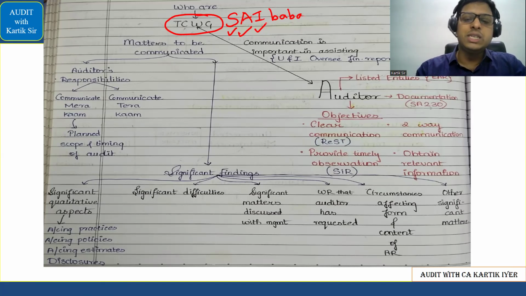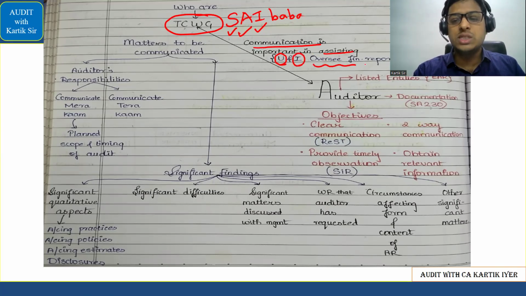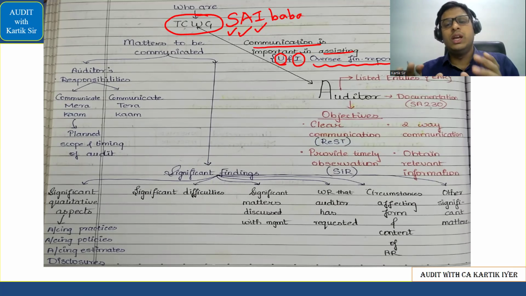Next, communication with the TCWG is important in assisting the auditor to first of all understand the matters regarding the entity, to obtain information, and to see whether TCWG is overseeing the financial reporting process or not. That is basically why communication is important.